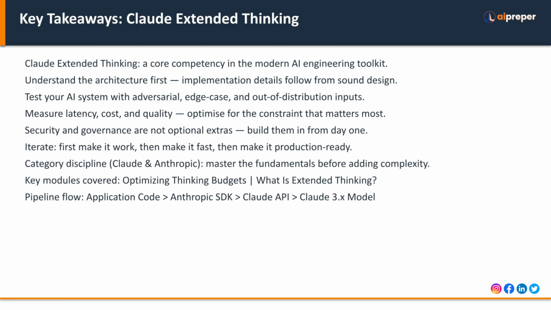Key takeaways include understanding the architecture, prioritizing security and governance, and iterating to make your system production ready. Extended thinking is a core competency in modern AI engineering.